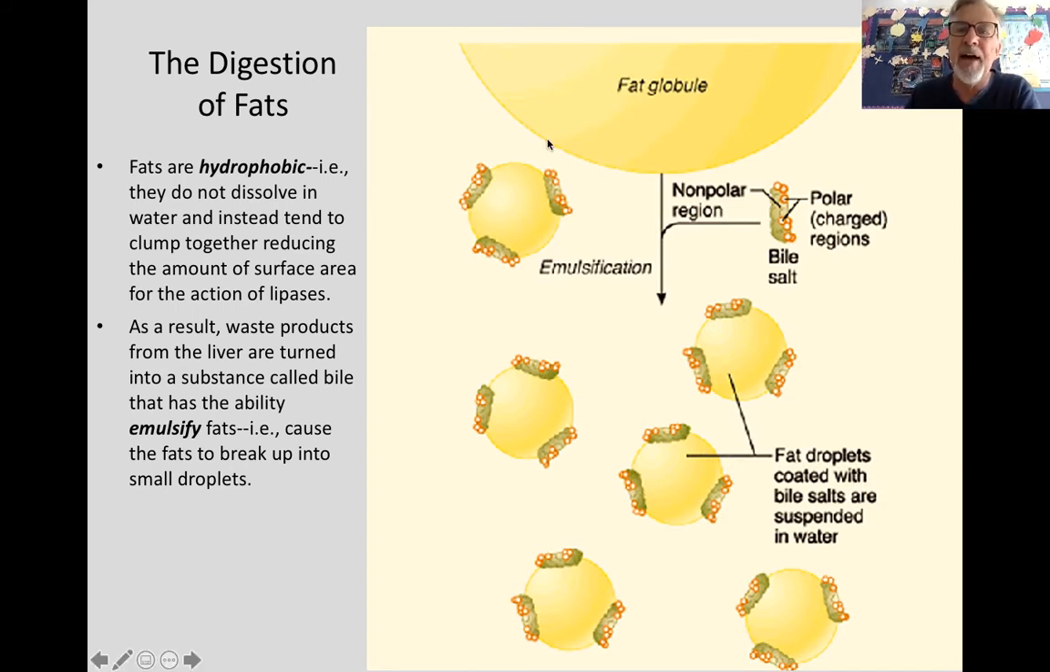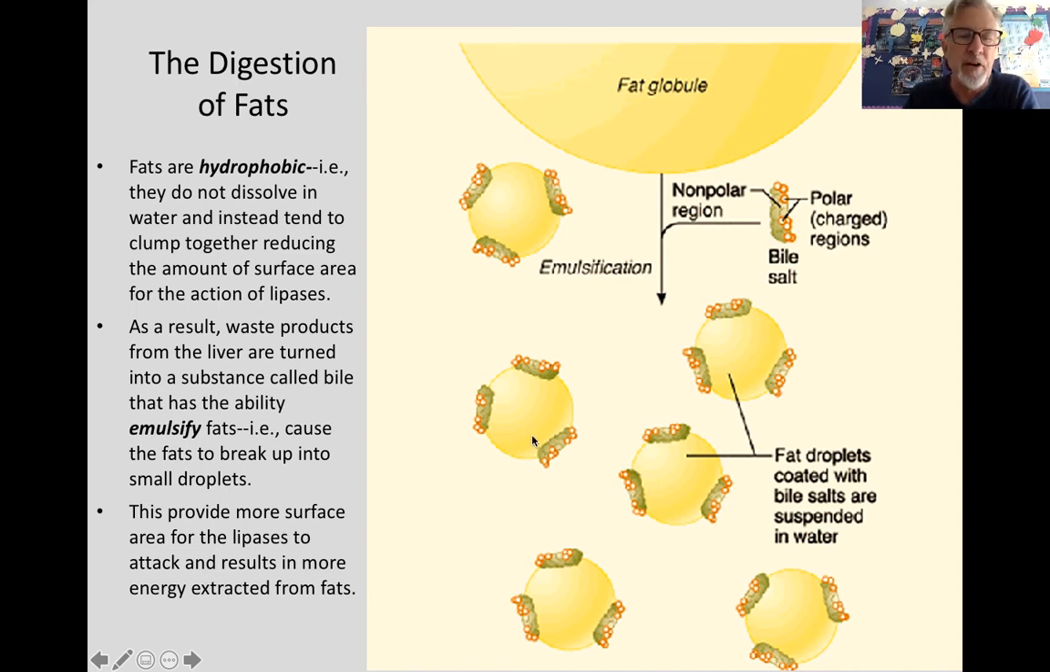Here's a giant fat globule, and you can see what's called the bile salt here is able to attach on its hydrophobic end to the fat, and then it has a hydrophilic end which allows it to stay suspended in water. And so fat droplets get coated with bile salts, and this allows, of course, more surface area for the lipases to attack, and results in the extraction of more building block molecules from the fat.